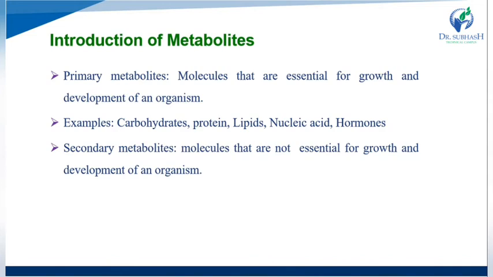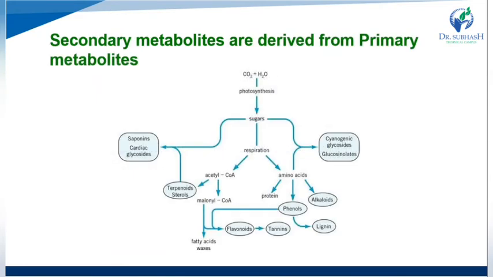Now we see what secondary metabolites are. Molecules that are not essential for the growth and development of an organism. Any molecules that are not required for the growth and development of that particular organism are called secondary metabolites, while primary metabolites are essential for the growth and development of that organism. Secondary metabolites are derived from primary metabolites. First primary metabolites are generated, and after that they generate the secondary metabolites.